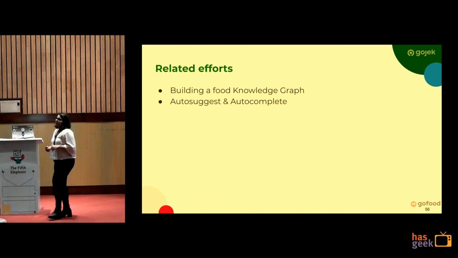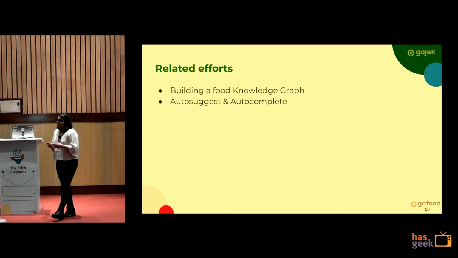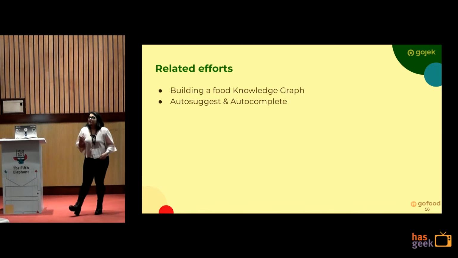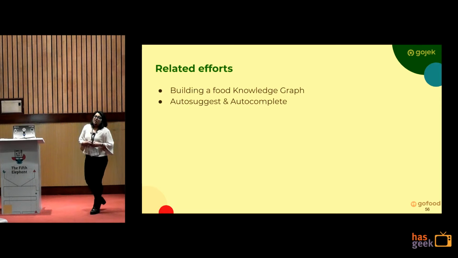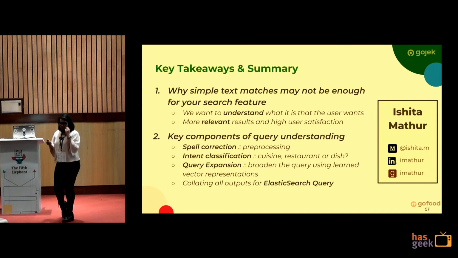So now let me conclude by talking about some of the related efforts that we're working on. We're also working on building a food knowledge graph, which is essentially an ontology of all the dishes and restaurants that we have in our corpus, in our database. And the other features that we're working on are auto-suggest and autocomplete for GoFood search.